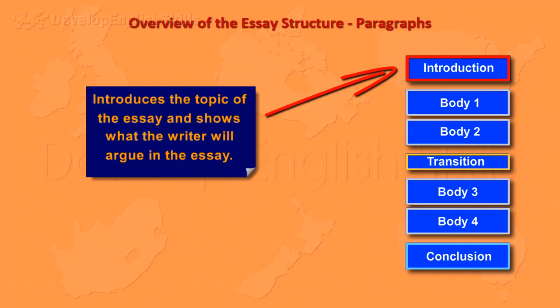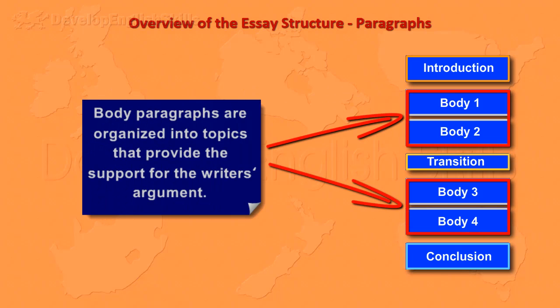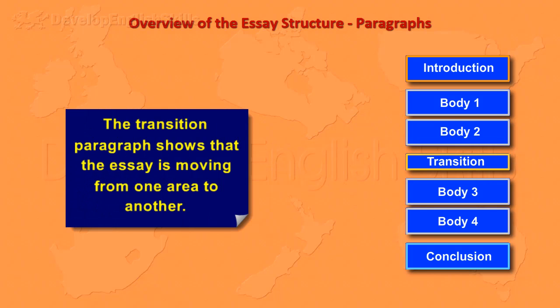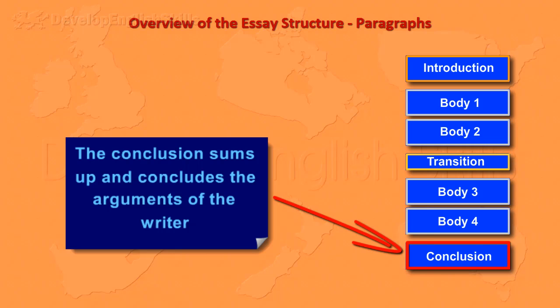Overview of the essay structure in paragraphs. The introduction introduces the topic of the essay and shows what the writer will argue in the essay. Body paragraphs are organized into topics that provide the support for the writer's argument. The transition paragraph shows that the essay is moving from one area to another. The conclusion sums up and concludes the arguments of the writer.